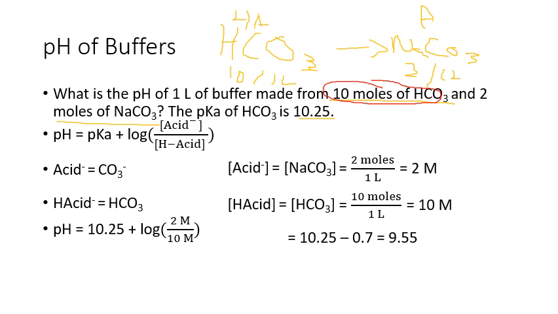And if we put all that into a calculator, we get 10.25 minus 0.7, and then that comes out to 9.55. So the pH of this buffer of 10 moles of HCO3 in 1 liter plus 2 moles of NaCO3 in 1 liter, so taking those two samples, mixing them together, that would give you a buffer of 9.55 pH. So if you wanted a sample whose pH was going to stay around 9.5, mixing a 2 molar solution of NaCO3 with a 10 molar solution of HCO3 would give you a solution that has a pH of about 9.5, no matter how much acid or base you add to it.